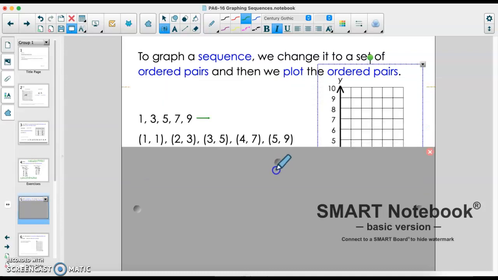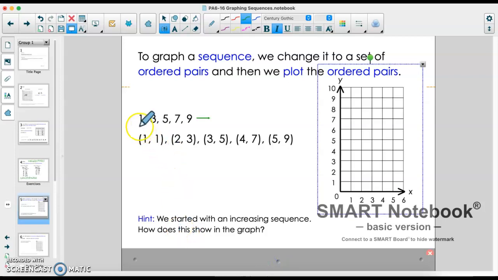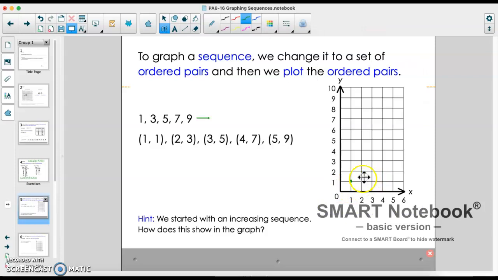Now, to graph a sequence, we change it to a set of ordered pairs, and then we plot the ordered pairs. So for example, here's this pattern, 1, 3, 5, 7, 9. We know that we can turn these into ordered pairs, right? And then once we have the ordered pairs, what we can actually do is we can say, okay, so that's 1, 1 is my first ordered pair. Then I have 2, 3, and then I have 3, 5, and then I have 4, 7, and then I have 5, 9. And so this is an increasing sequence. Okay, again, in an ordered pair, the first number tells us how far to go right, and the second number tells us how far to go up.